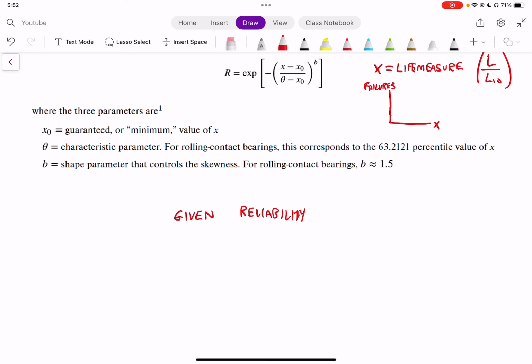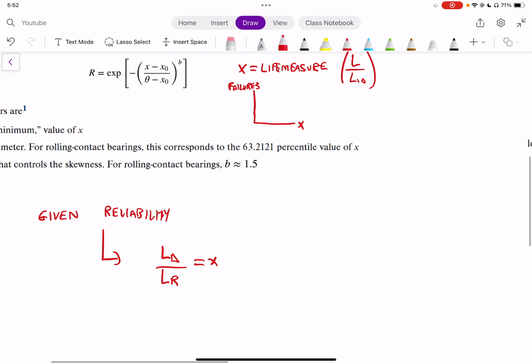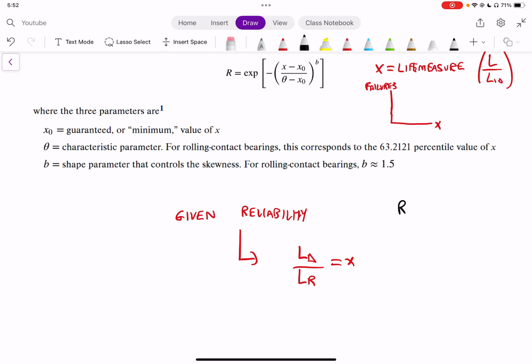Now, if we're given a different reliability, then what we can say is that L desired over LR is going to be equal to X. And we know that our life desired might be at a different reliability than 90%. So for example, we could have an R of usually greater than 0.9, because in real life we don't want to have 10% of failures occurring because we chose a bearing. We usually want 95 or 99% resistance to failure.